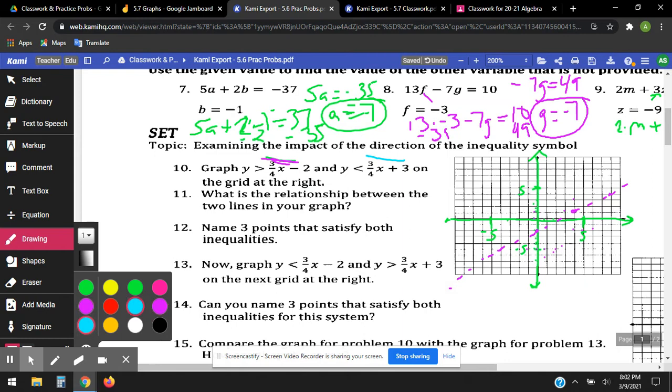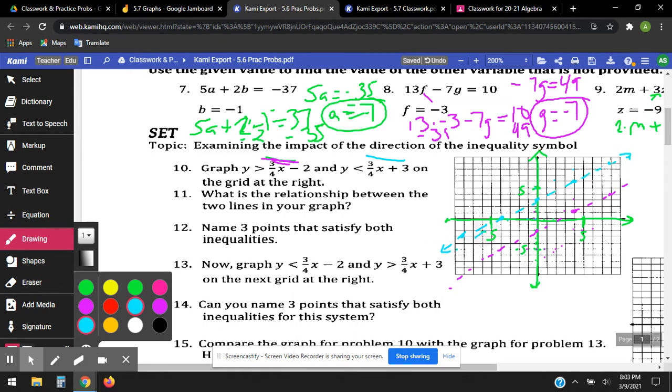Now if I do my blue, I need a +3. 1, 2, 3. And now I'm going to go up 3 over 4. I'll go down 3 over 4 as well. Okay. This is also dotted.